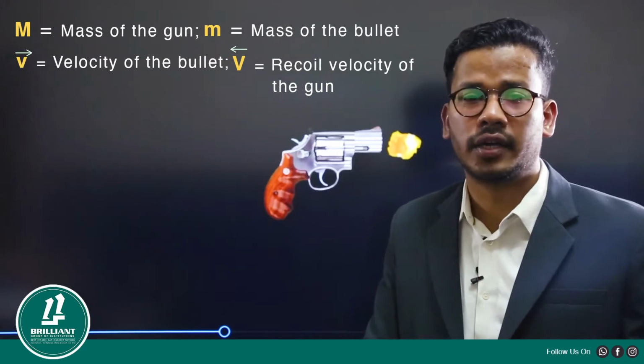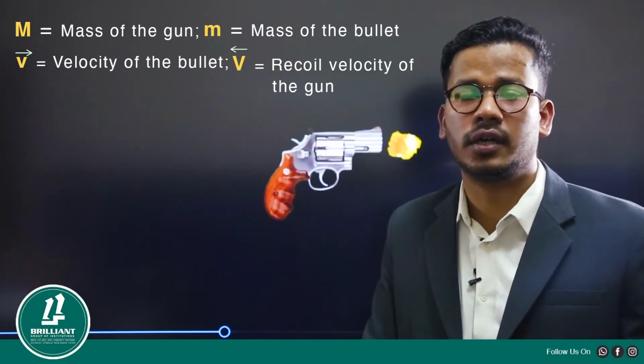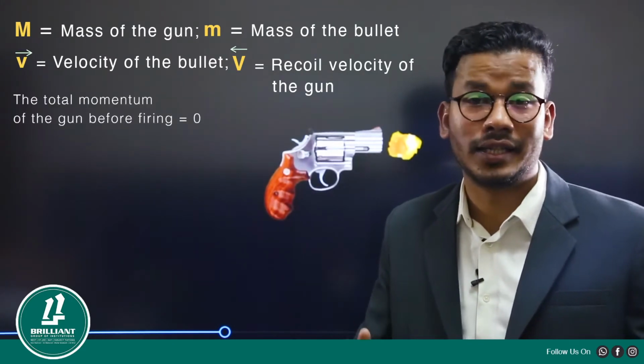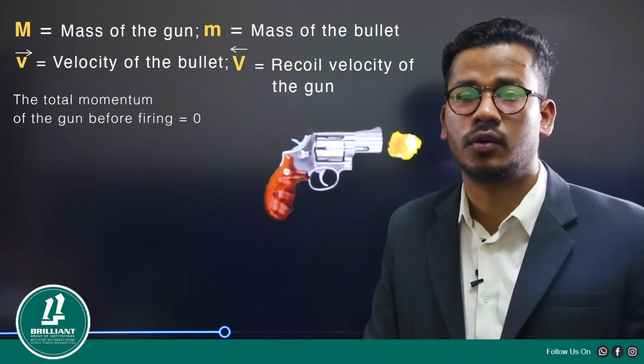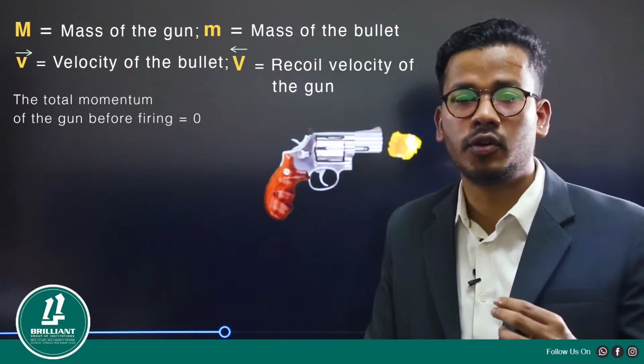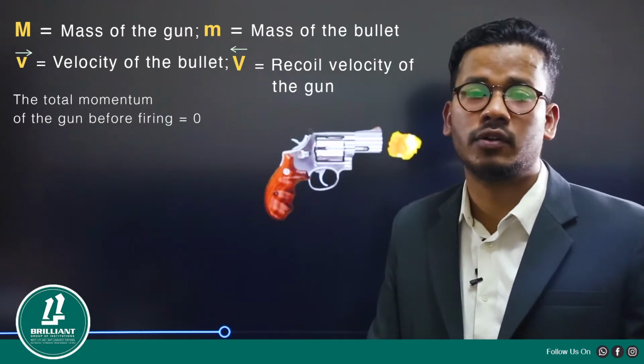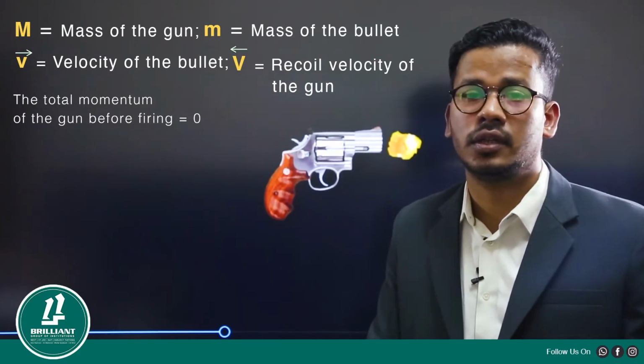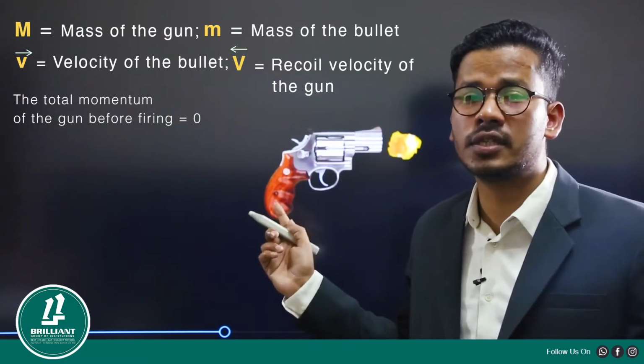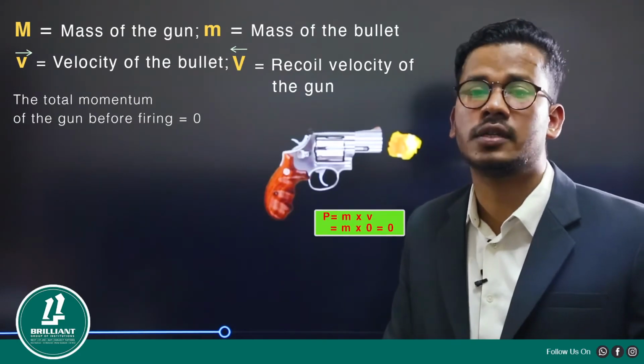Now let me find the total momentum of the system before firing, and that will be equal to 0. Why is it so? Because before firing, we don't have a velocity for the gun and we don't have a velocity for the bullet as well. Therefore, the overall momentum of the system is going to be equal to 0.